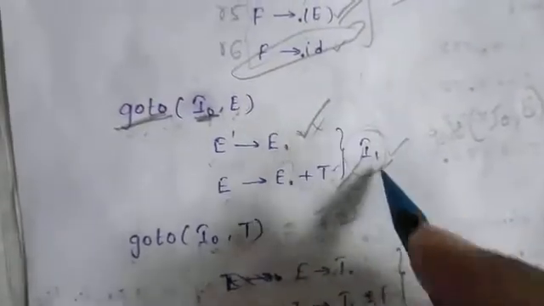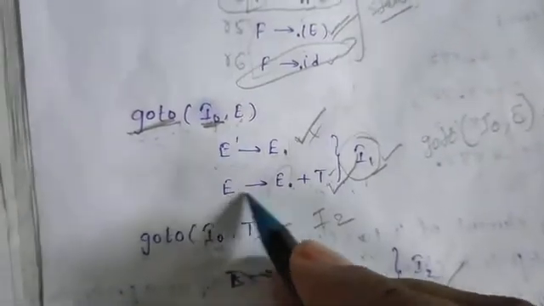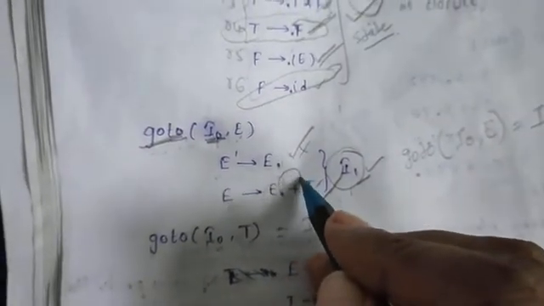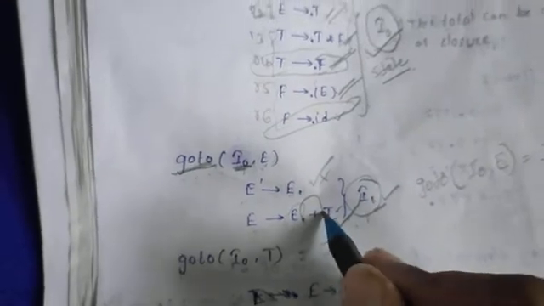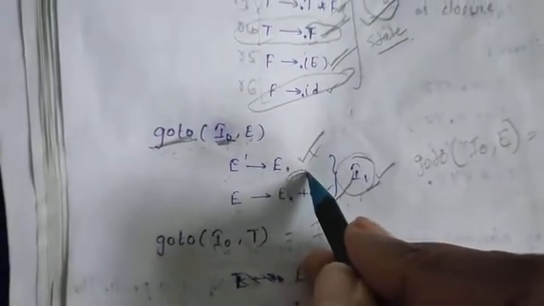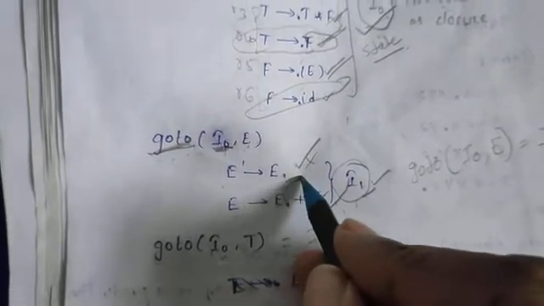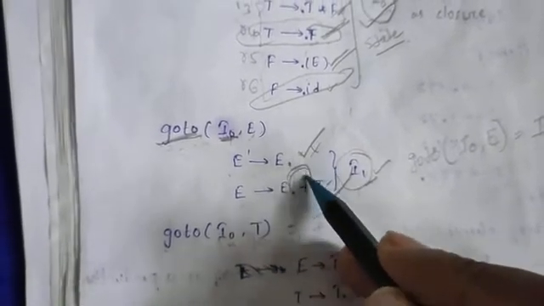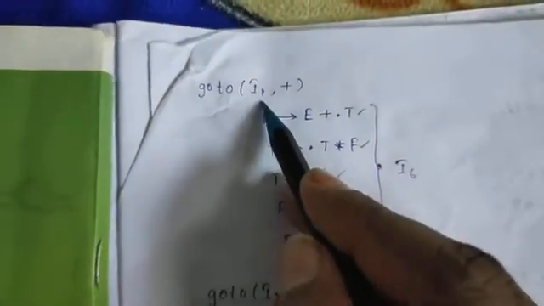So here we'll go for I0. Initially in this step in I0, the production is E tends to E dot plus T. Here the dot will be moving by passing the plus symbol. For that reason, in I0, the dot moving on the side of plus should be indicated as a go to I1 state.